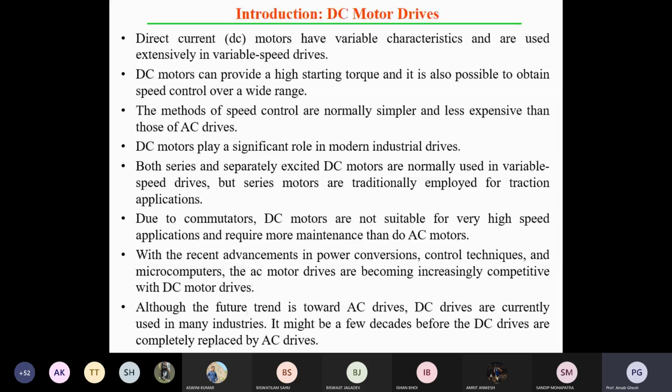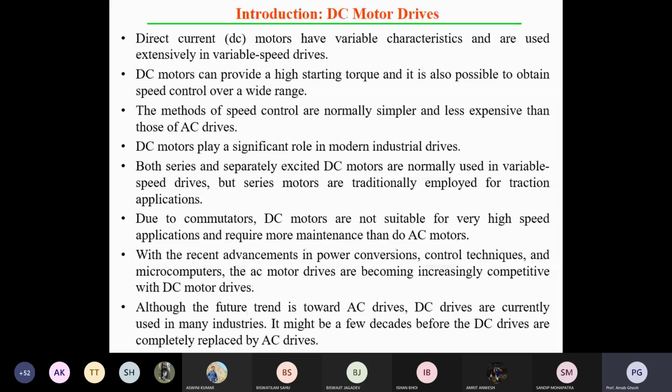Also, it can operate in dusty areas. But in the case of a DC motor, what will be the problem? The commutator segments will be covered with dust, so two segments may be short circuited. So the maintenance cost is very high in a DC series motor compared to an induction motor. That's why the induction motor is much more suitable for traction applications.